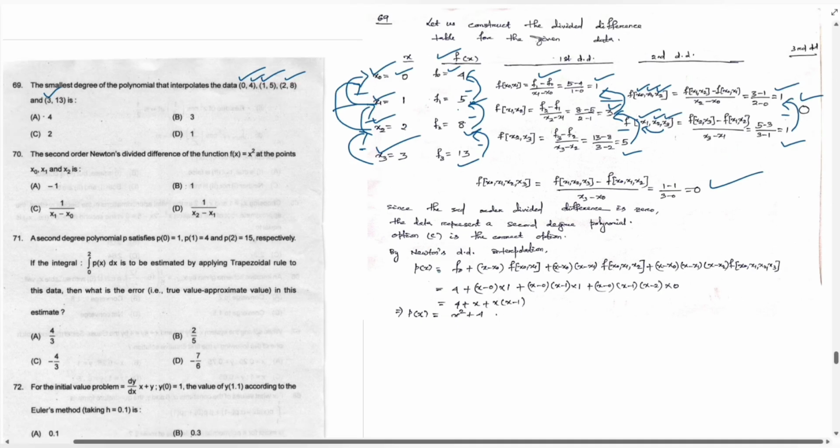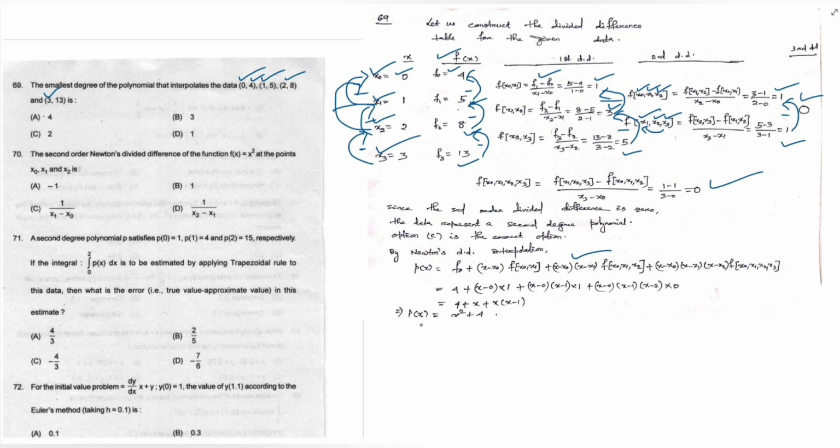If you want to find the polynomial using the Newton's divided difference interpolation, then you use this formula. And if you substitute the values, the polynomial is p of x equal to x square plus 4.